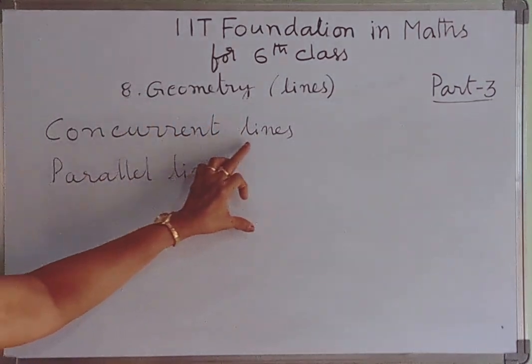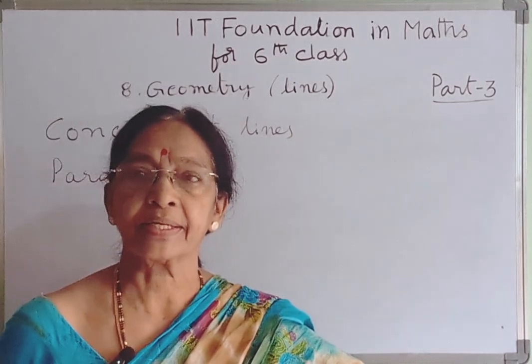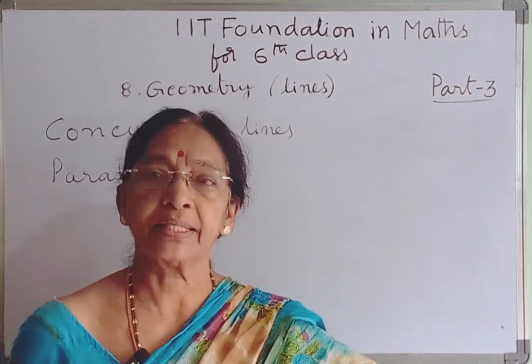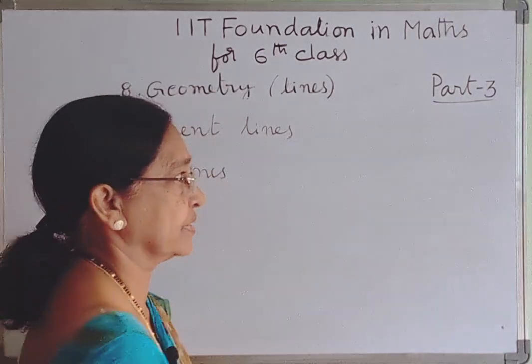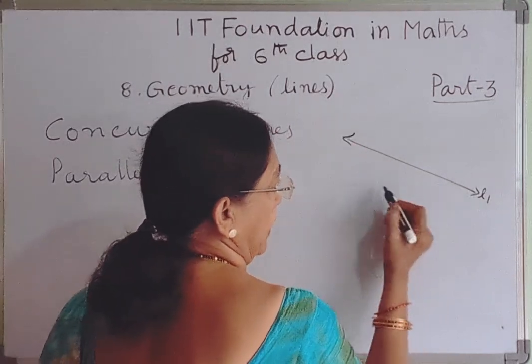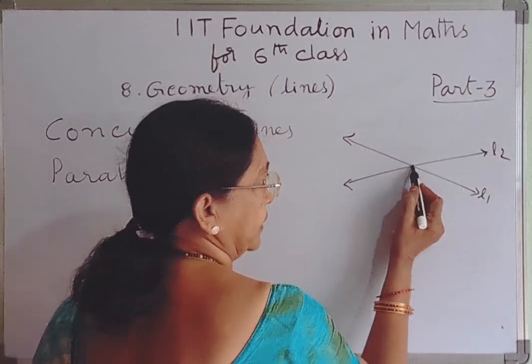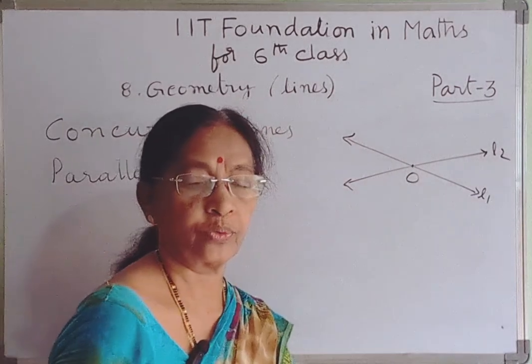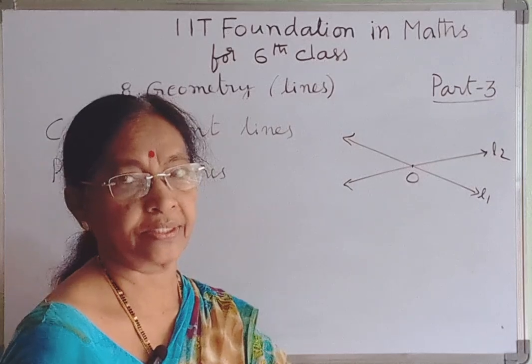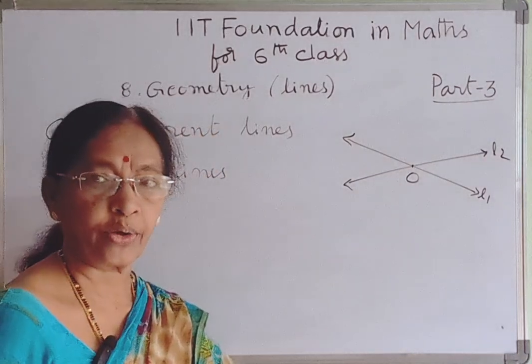So, first, concurrent lines. Two or more coplanar lines intersecting at a point are called concurrent lines. See, this is a line L1 and this is another line L2. They are meeting at a point O. They are intersecting lines, intersecting at a point O. These two are called concurrent lines.